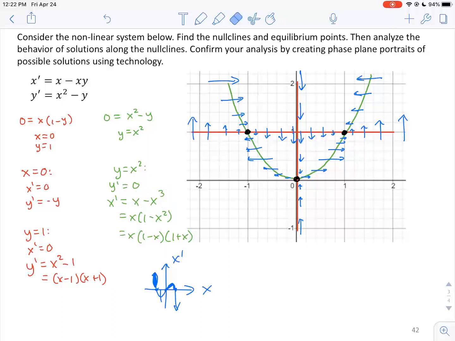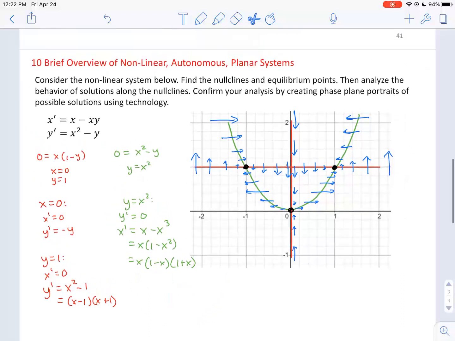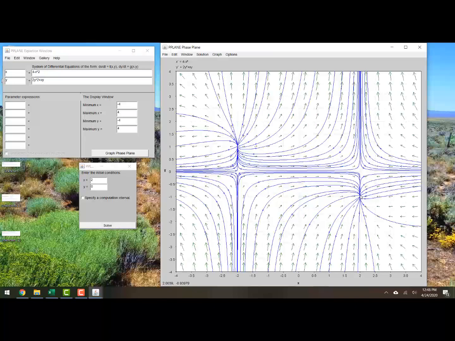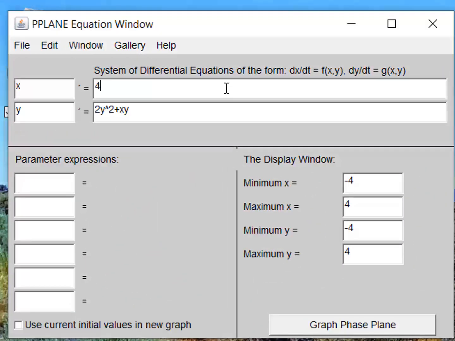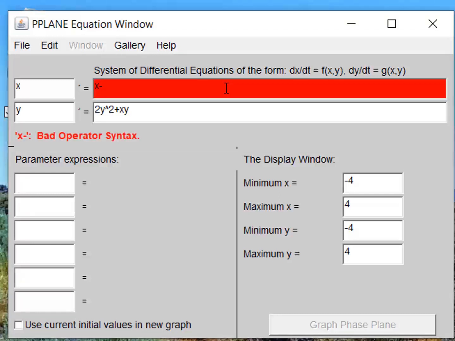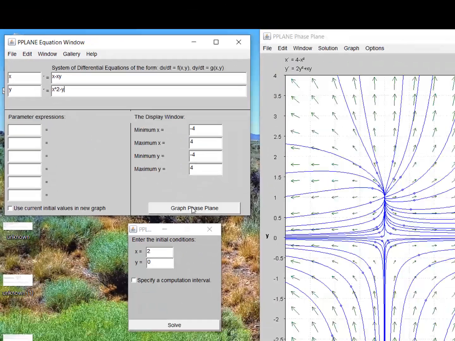All right, so the final step here would be, now let's do a phase plane portrait and analyze this and confirm our analysis. Okay, and then the last one. x minus xy was our x prime, and our y prime was x squared minus y. Let's keep this same window and say graph phase plane.